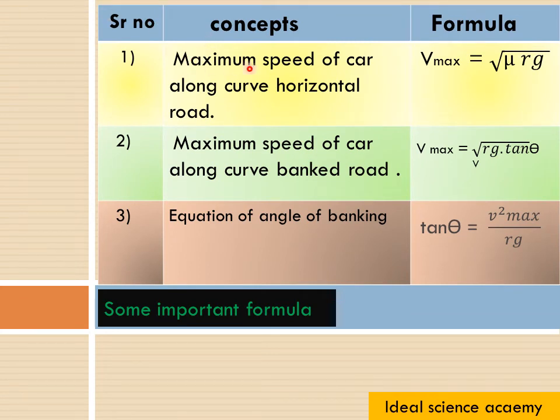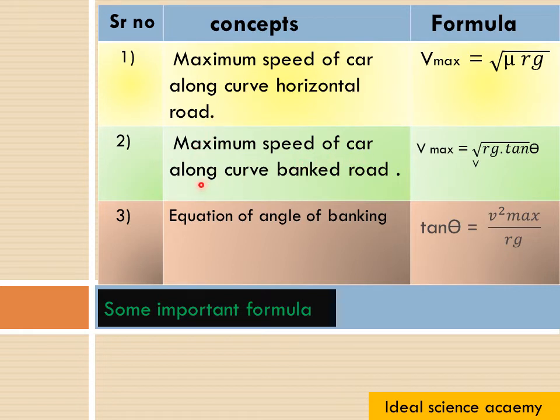Next is the maximum speed of a car along a curved horizontal road. Vmax is equal to under root mu r g, where mu is the coefficient of friction, r means radius, and g means acceleration due to gravity. So this is the maximum speed of a car along a curved horizontal road.